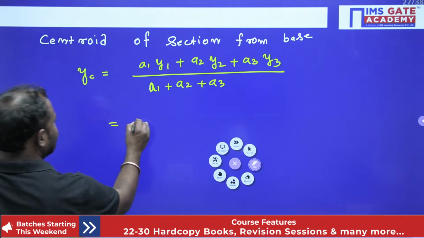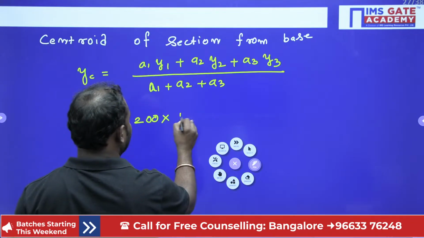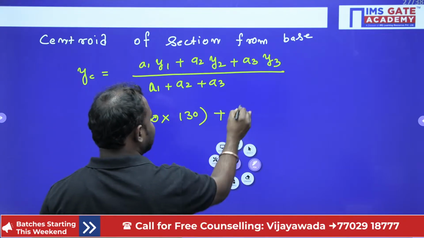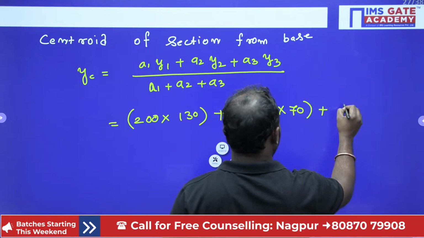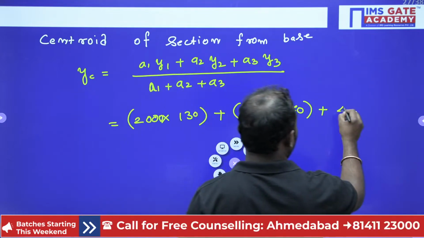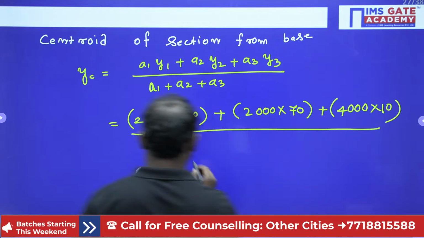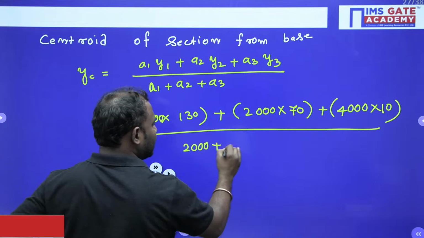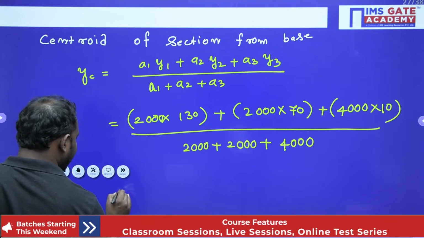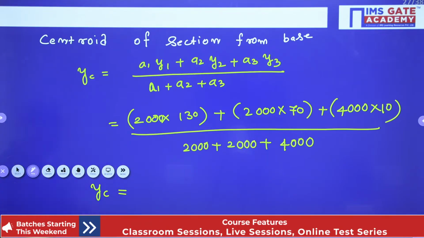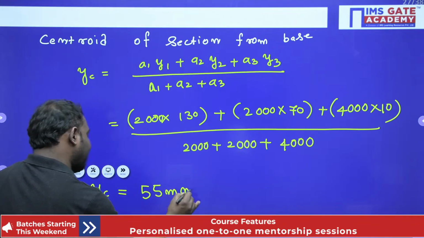Now here it is 2000 into Y1, 130. Now again A2 is 2000 into 70, plus 4000 into 10, divided by 2000 plus 2000 plus 4000, isn't it guys, right? So from here I am going to get my YC is equal to 55 mm from the base, 55 mm from the base, right?